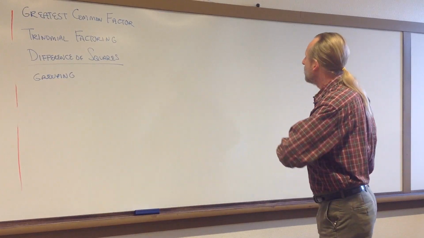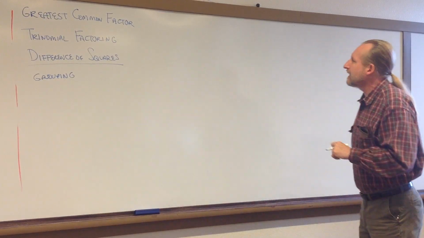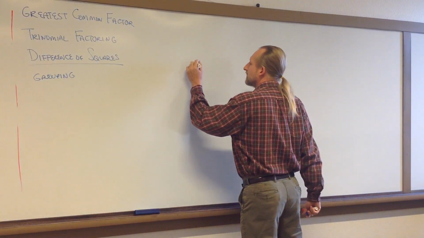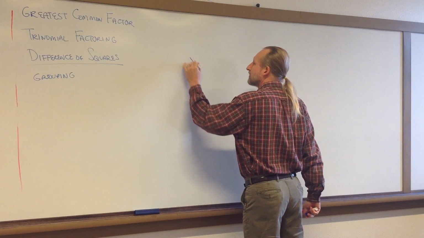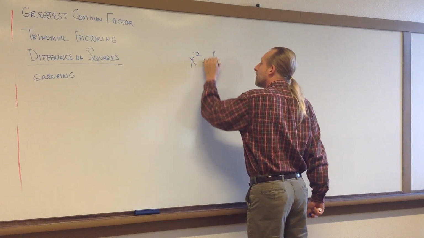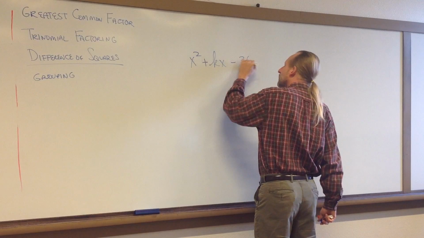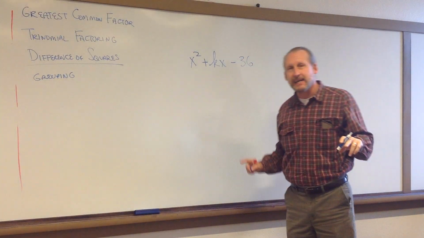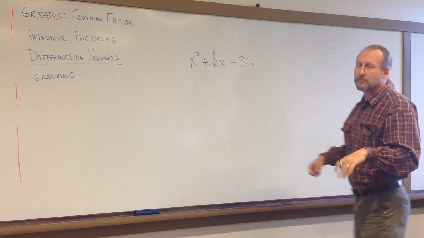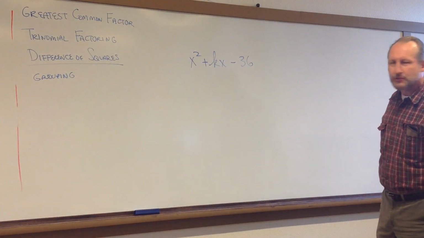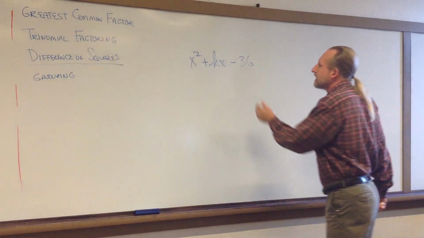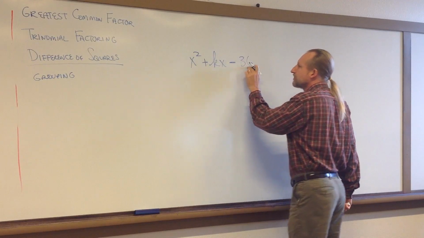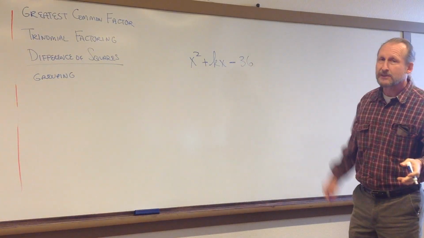When I used to teach Math 70, I gave this assignment. I got it from a textbook, and I really liked it. It says x squared plus kx minus 36, and the question says, what values of k will make this thing factorable? We don't have to get too deep into this, but the idea here is that any value of k that is a difference of the factors of 36 will make this factorable.